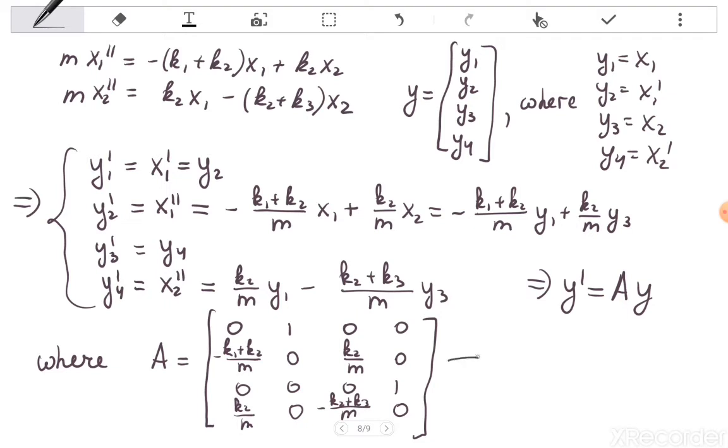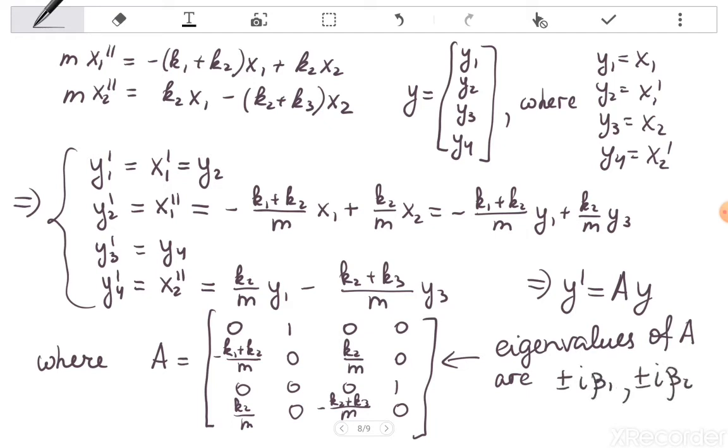And the solution, so the eigenvalues, you can check that the eigenvalues of A are plus minus i beta 1 and plus minus i beta 2. So there are 4 eigenvalues. They are all complex, and they have only imaginary parts, no real parts. In fact, these two numbers, beta 1 and beta 2, are similar to angular frequencies, and therefore the numbers, let's say nu 1, which is beta 1 over 2 pi, and nu 2, which is beta 2 over 2 pi, are frequencies for this two-body system, and they are called natural frequencies of the system. So these are natural frequencies.